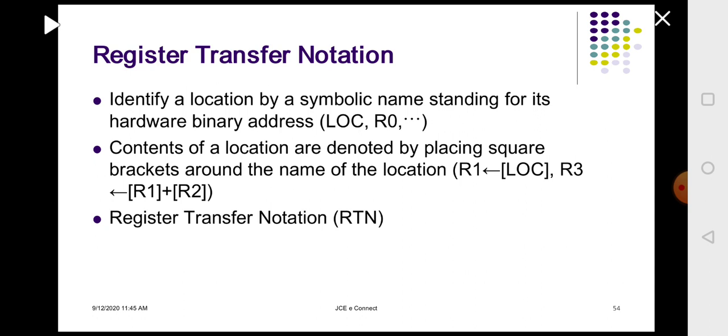Now one more example is R3 arrow [R1] plus [R2]. Looking at the instruction, we can say the destination is R3 and the sources are [R1] and [R2]. The addition of both, the result will be stored in R3. For example, the contents of R1 are 04 and contents of R2 are 03. The addition of both is 07. That result is stored in the register R3.